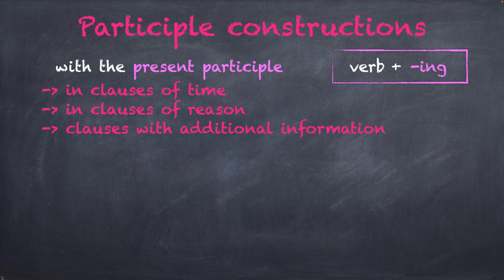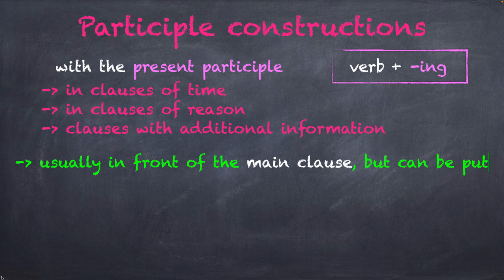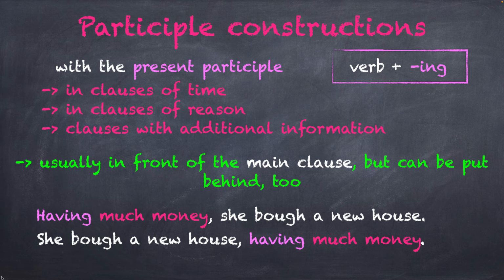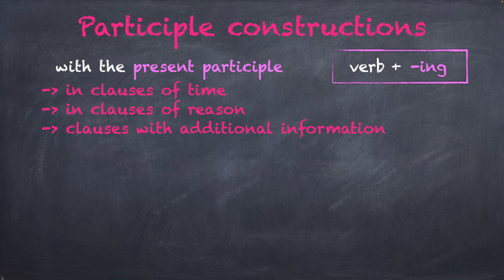Let's look again at the participle constructions. Usually you use this participle construction in front of the main clause, but it can be put behind the main clause too. So I picked one of the examples again. You can say having much money, she bought a new house. You can see the participle construction is in the beginning, but it can also be in the end. She bought a new house having much money. Usually it's in front.